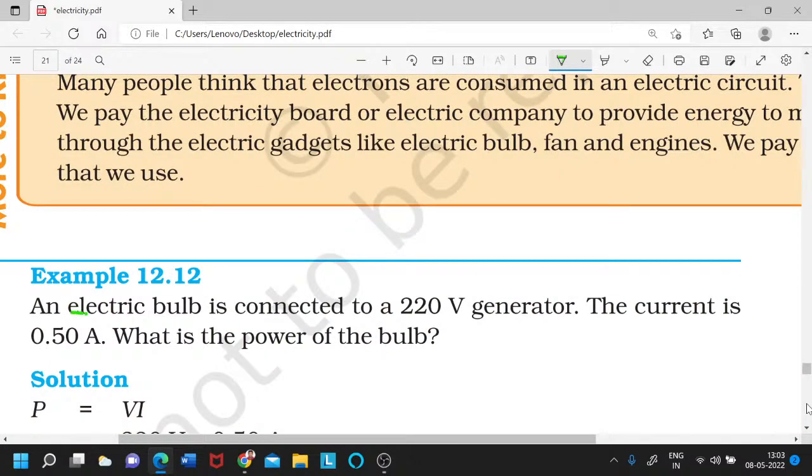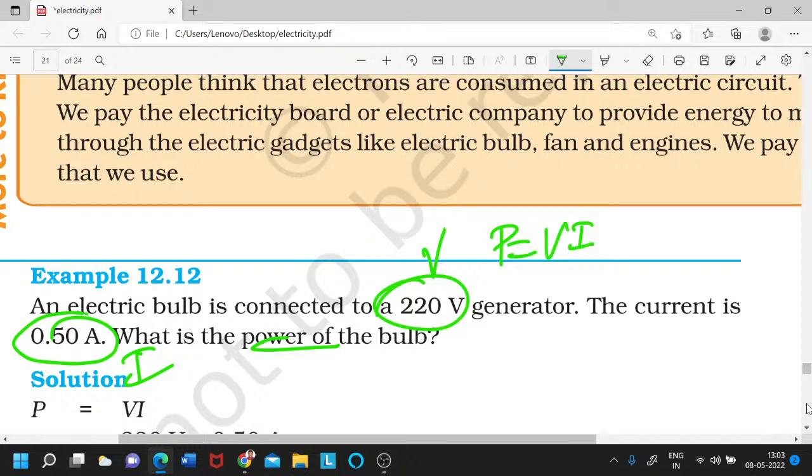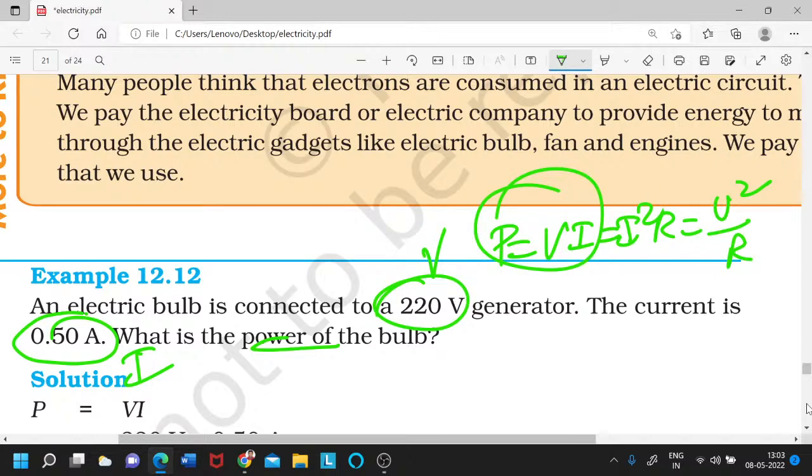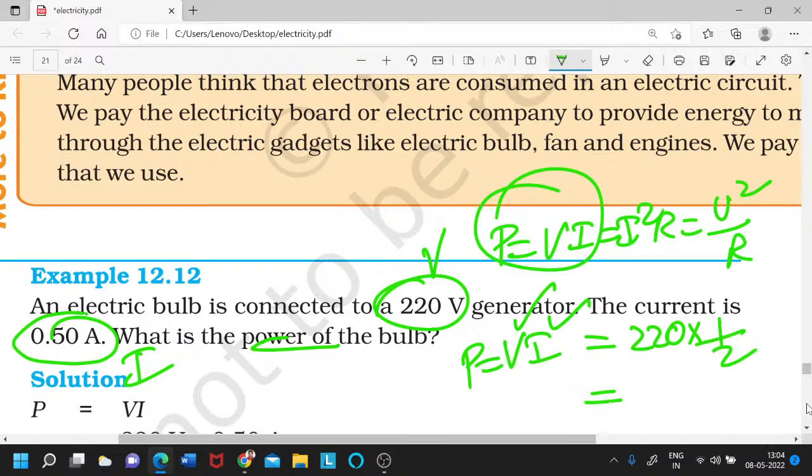Current is given this much, voltage is given this much. They asked about power. V is given, I is given. P is equal to VI, VI, I square R, V square by R, anything you can use. So I want this formula. What is V? 220, I is 0.5. 220 into 0.5. The answer I will get as 110. We are finding power, and the unit of power is watt.